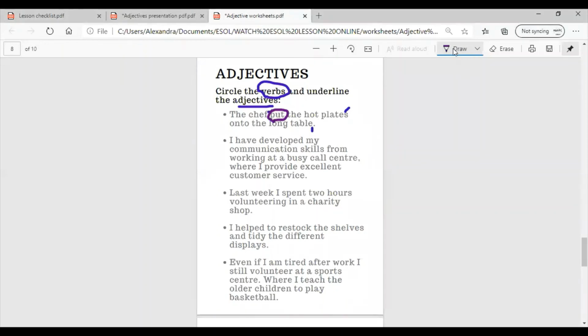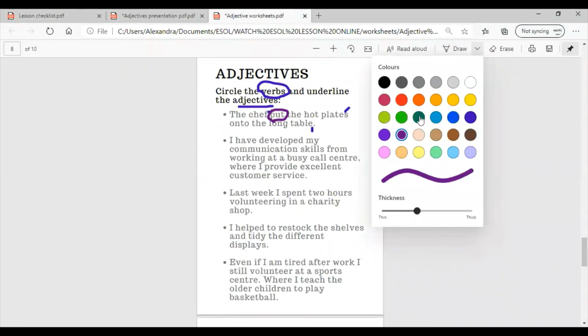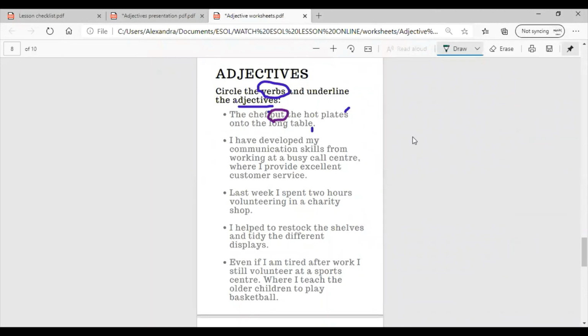Okay. And next, now we can look for adjectives. Now we know what our nouns and verbs are. So: the chef put the hot plates onto the long table. So we're looking for the words that describe the nouns, which are the adjectives. So hot would be one of our adjectives because it is describing the plates, and onto the long table, long would be the adjective in this sentence.